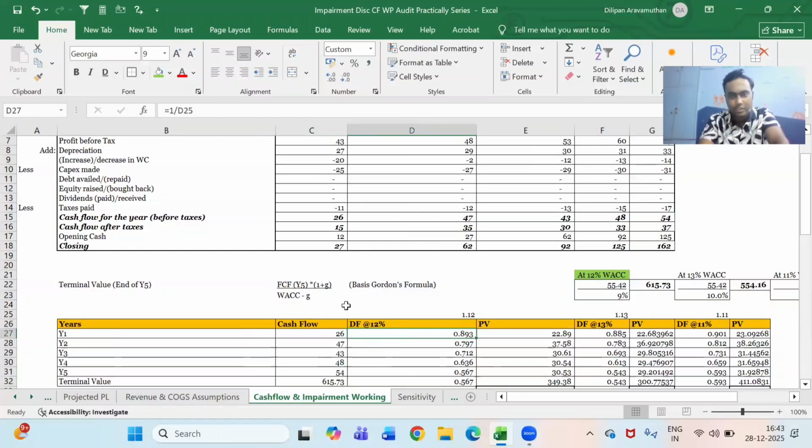For now, I'll just tell you how the computation has been worked out. For now, focus on the 12% discount rate, 13%, 11%. We'll come back to that later. We'll discuss that in a while. So for now, just look at this.